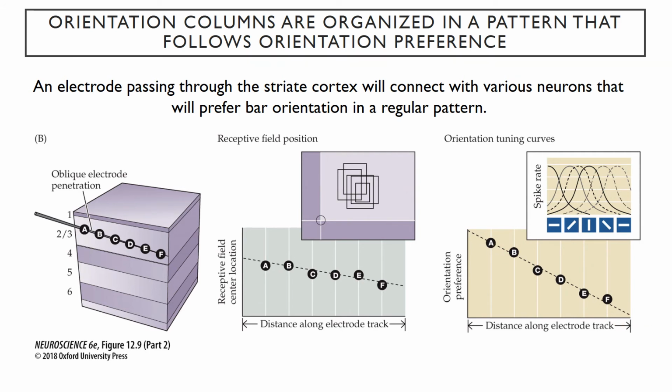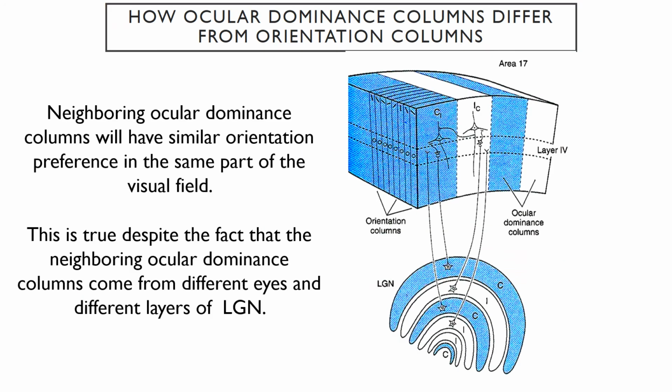And it happens to be changing in a particular pattern, where the bar seems to be spiraling in, going from, say, 0 degrees to 10 degrees to 20 degrees to 30 degrees. There's a pattern in which the preference of the orientation of the bar goes across cortex.